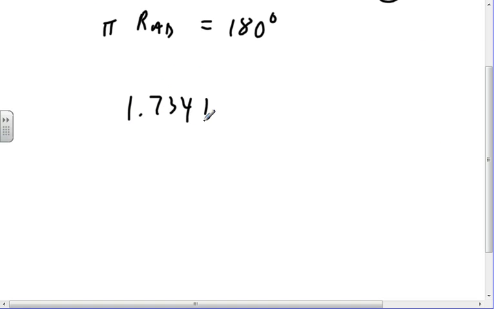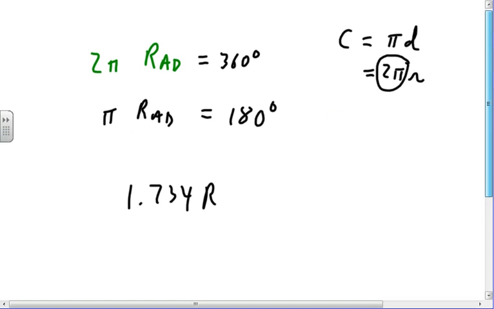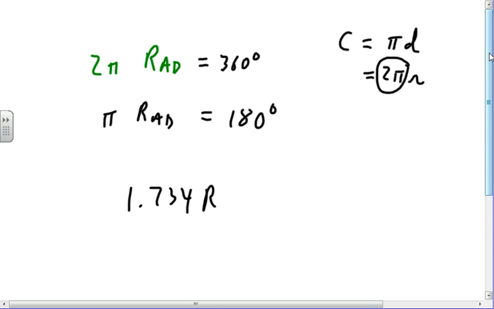So now if I have 1.734 radians. Okay, ready? Okay, you got it? Okay, go back up for 22 seconds. Lord knows I got to keep track of time. All right, 22 seconds.